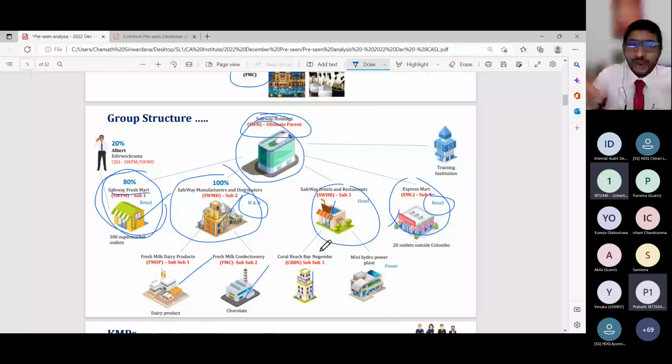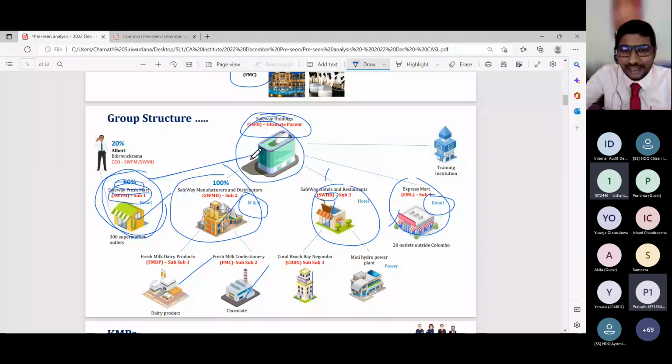Even in some subsidiaries, the shareholding percentage is not expressly mentioned. Let's say SWHR, Safeway Hotels: they have not expressly mentioned the shareholding percentage, but by look and feel, we can assume it is also a 100% subsidiary. But in this particular subsidiary, they mention that only 80% is held by the parent company, Safeway Holdings. The 20% is invested by Albert Edri Wickrama, one of the best friends of Stephen, right? Other than that, very limited shareholding information is given. So by looking at this group structure, I don't think we can compute the effective holding for all the subsidiaries in this group, right?